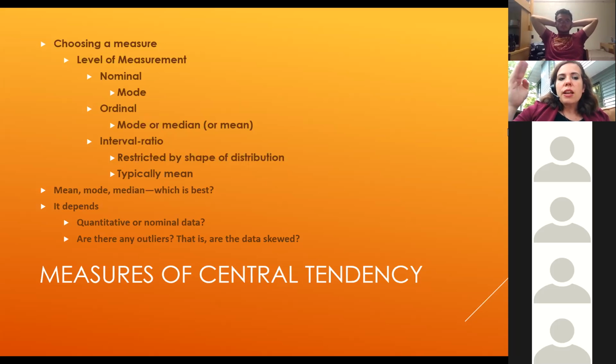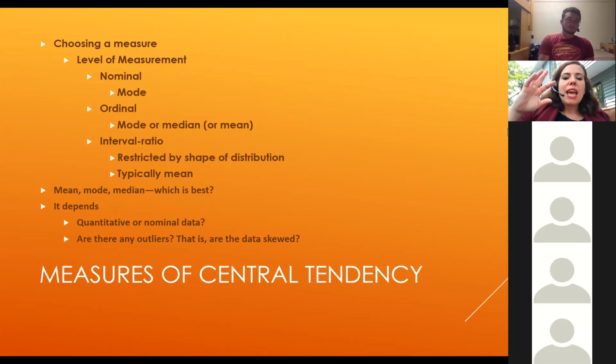So first you need to evaluate what is my level of measurement. If I'm using a nominal level of measurement like religion type or marital status or state where you live, or language that you speak, using the mode will make the most sense. It's calculating the most frequently occurring value, whatever that looks like.